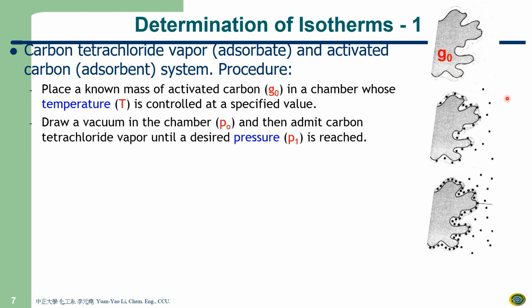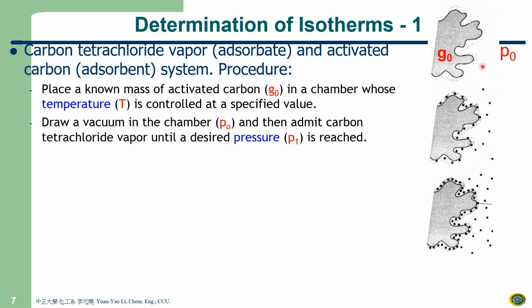Okay, and after that, there are no molecules. You don't introduce carbon tetrachloride into this system. At this moment, draw a vacuum in the chamber, P0, and then admit carbon tetrachloride vapor until the desired pressure P1 is reached. So here is P0.